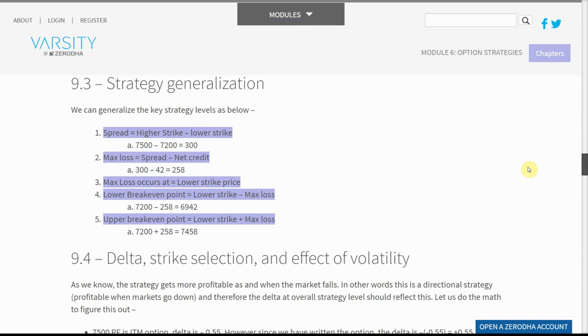7,200 minus 258 equals 6,942. Upper break-even point equals lower strike plus max loss. 7,200 plus 258 equals 7,458.